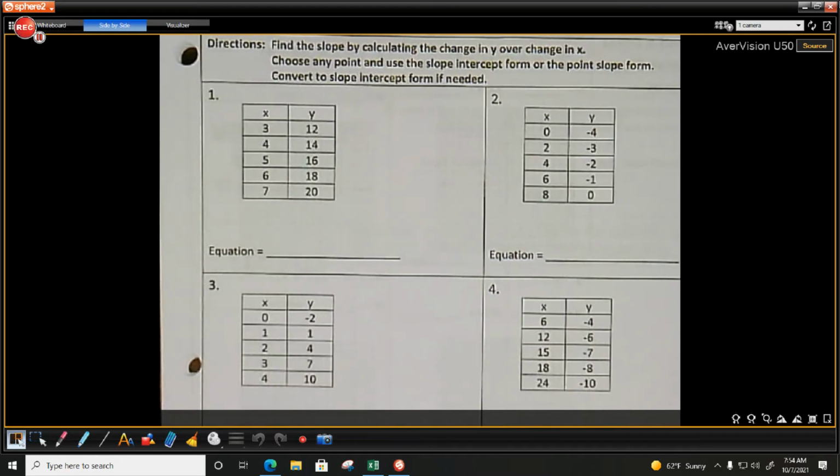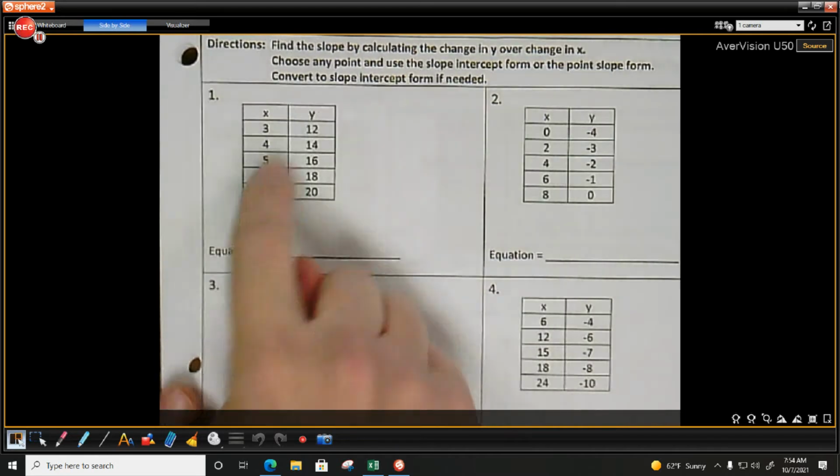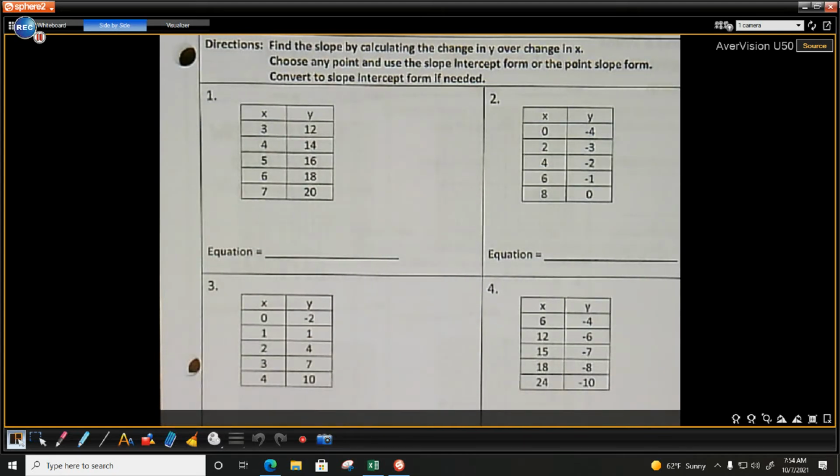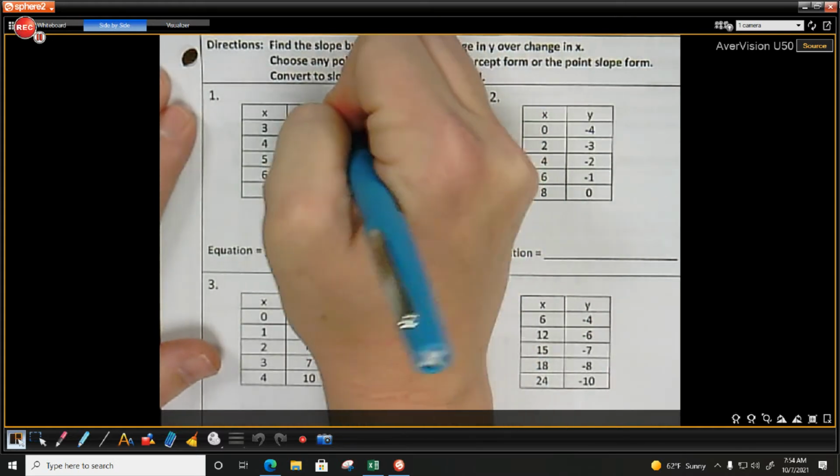Okay, now we are going to go to tables. When I give you a table, I'm giving you 1, 2, 3, 4, 5 points. So do you have points here? Yes. Do you know the slope? No, I'm only giving you points. But can we find the slope? Yes. Slope is what over what? Rise over run. What's your rise axis? Y over x.